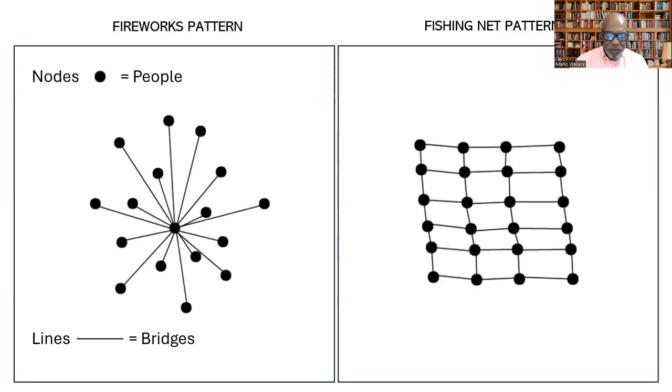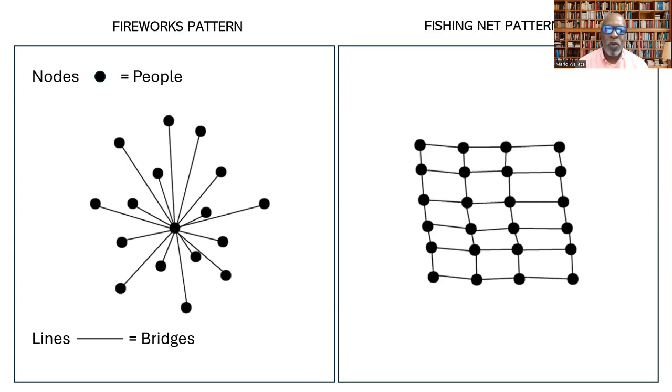So what does that mean? Let's talk about two ways information is effectively shared in an organization, starting with this whole concept of wide bridges. We're going to talk about how information is shared and how people need to be connected with overlapping connections within an organization to effectively drive information, what we call wide bridges. So there are two ways of sharing information: one is the fireworks pattern and one is the fishing net pattern.